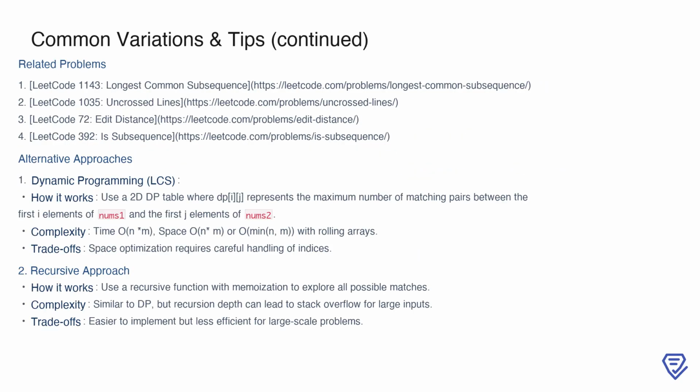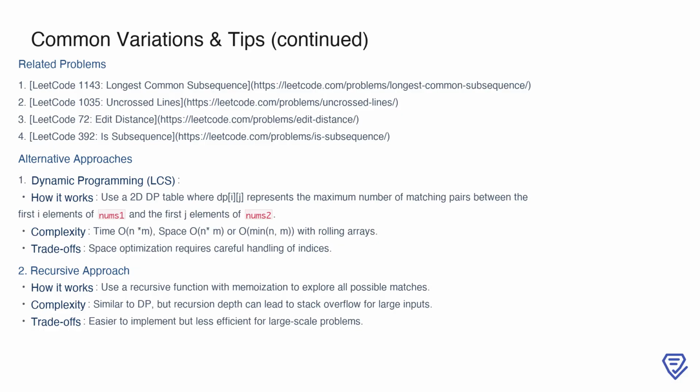When preparing for this problem, it's helpful to explore related problems that reinforce the same concepts. For example, LeetCode 1143, longest common subsequence, is directly related since it shares the same core dynamic programming approach. Similarly, LeetCode 72, edit distance, and LeetCode 392, is subsequence, highlight the importance of maintaining relative order between elements. These problems build a strong foundation for solving variations of the uncrossed lines problem.